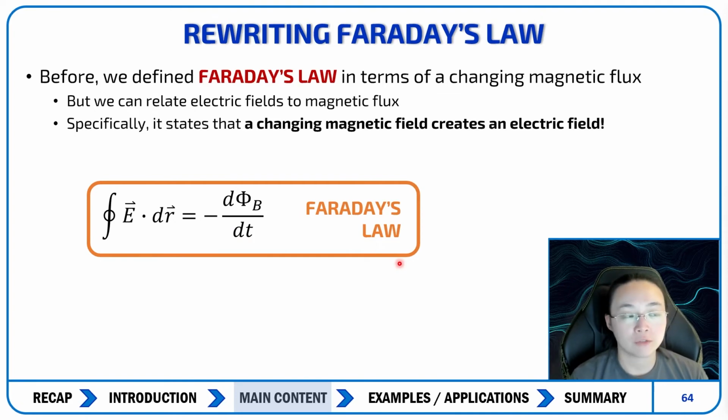Prior to this, we defined Faraday's law in terms of a changing magnetic flux. But there's actually another way to represent Faraday's law. We can relate electric fields to a magnetic flux. Specifically, Faraday's law states that a changing magnetic field is going to cause a change, and it can also create an electric field. So the integral of E dr is equal to negative d phi over dt. That's another way of writing Faraday's law, which relates the change in flux directly to an electric field.